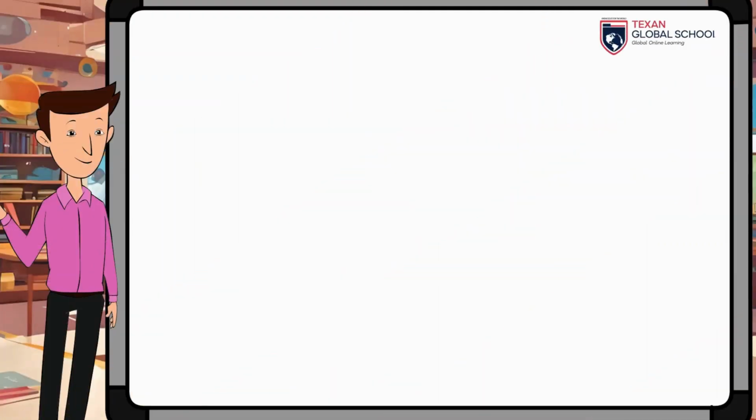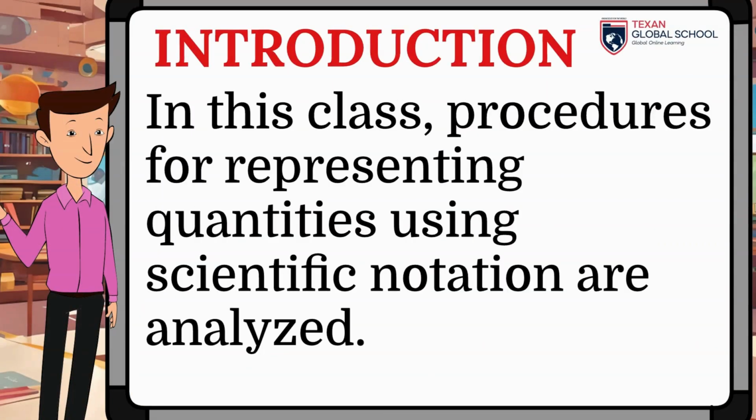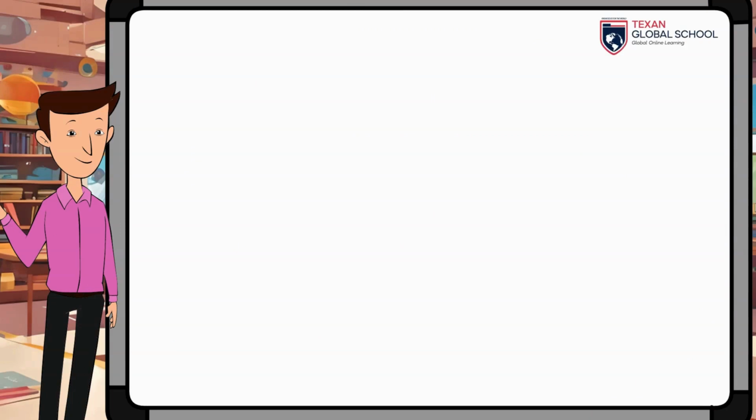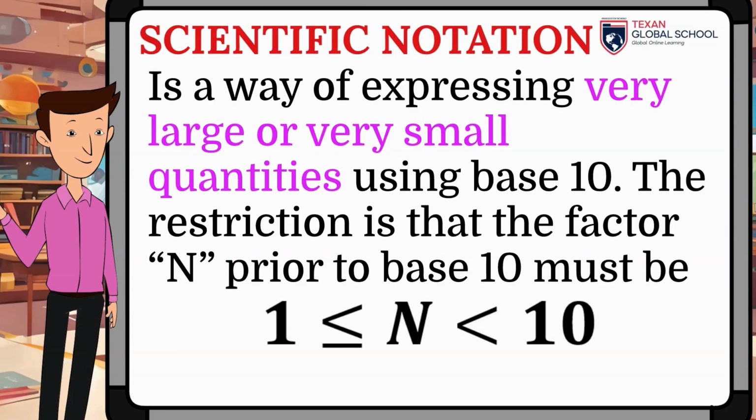Procedures for representing quantities using scientific notation are analyzed. Scientific notation is a way of expressing very large or very small quantities using base 10. The restriction is that the factor, n, prior to the base 10, must be greater than or equal to 1 and less than 10.